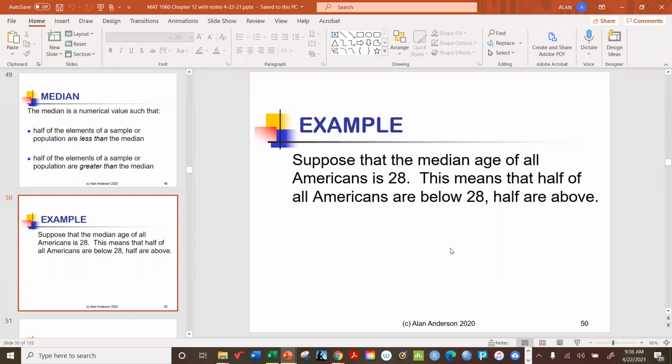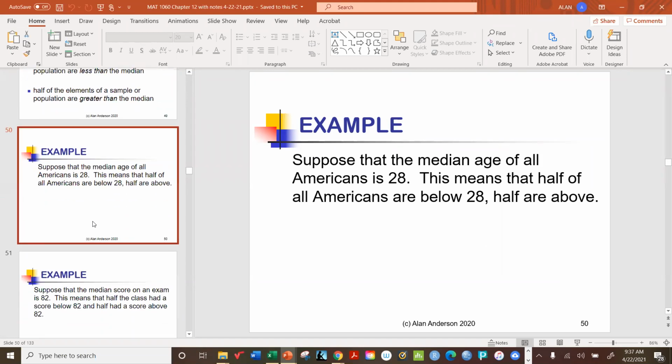Here's an example. If you were told that the median age of all Americans is 28, that means half the population is below and half is above. It's the dividing point between the lower half and the upper half. It's not the average, though. It could be the average by coincidence. Usually the mean and the median are different, but it's possible for them to be equal to each other.